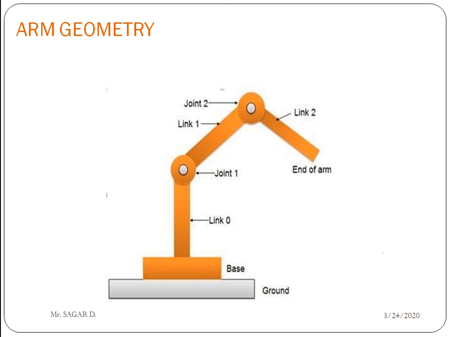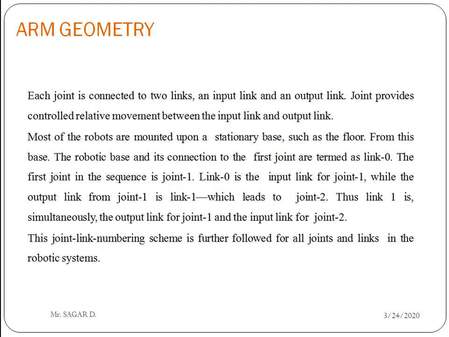Then the arm geometry or robotic geometry. Each joint is connected to two links, an input link and an output link. A joint provides controlled relative movement between the input link and the output link. Then this part is about the naming convention.